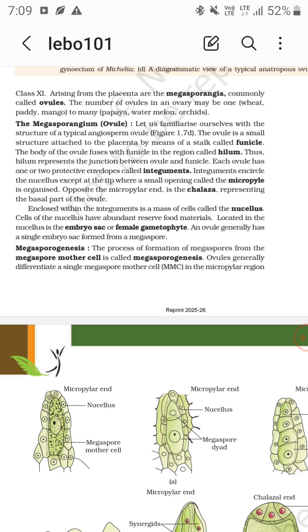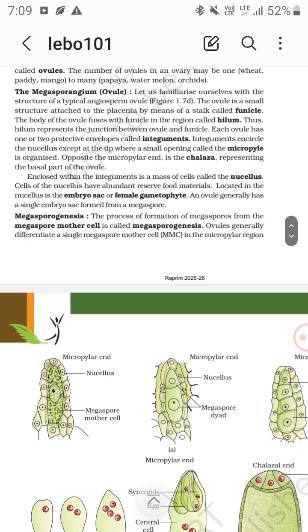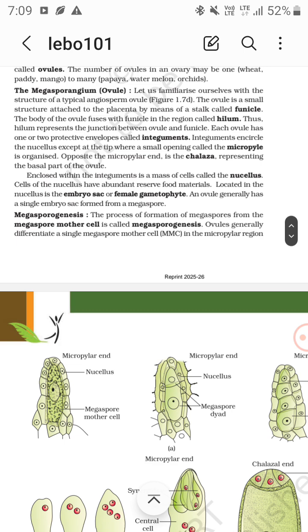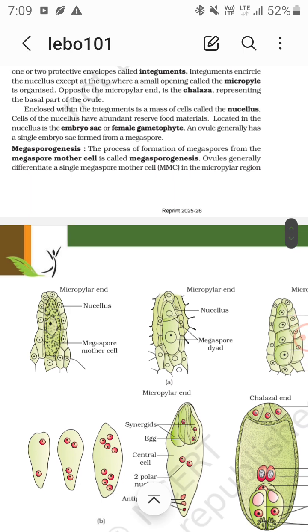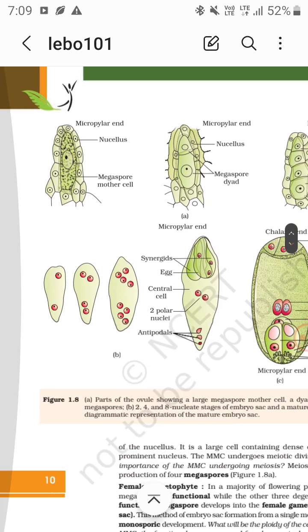Enclosed within the integuments is a mass of cells called the nucellus. Cells of the nucellus have abundant reserve food materials. Located in the nucellus is the embryo sac, or the female gametophyte, and an ovule generally has a single embryo sac formed from a megaspore. Megasporogenesis is the process of formation of megaspores from the megaspore mother cell. Generally, a single megaspore mother cell, the MMC, differentiates in the micropylar region of the nucellus.